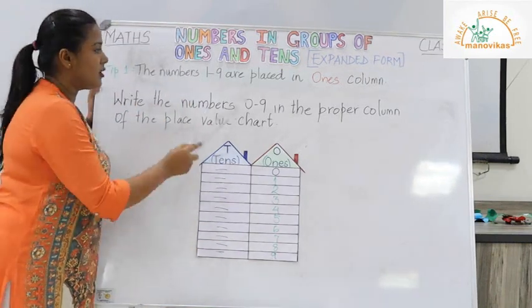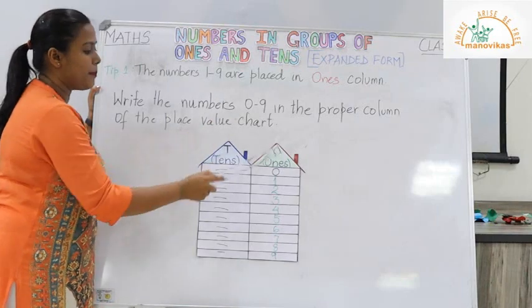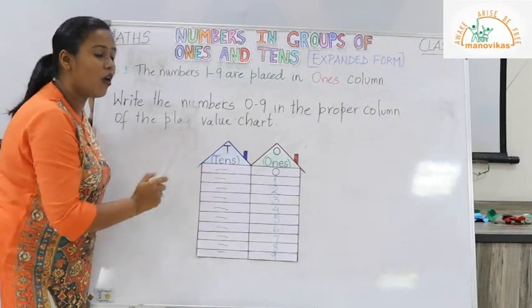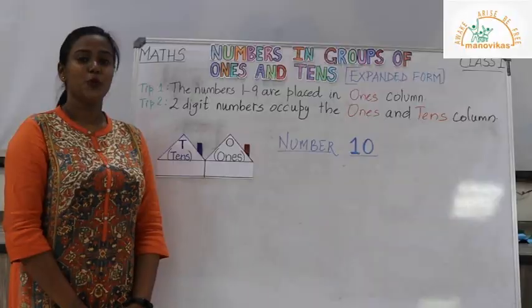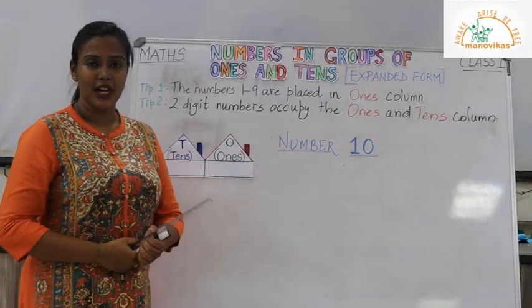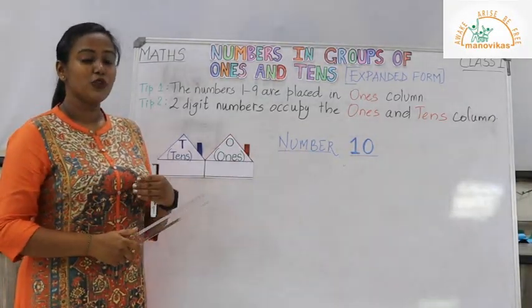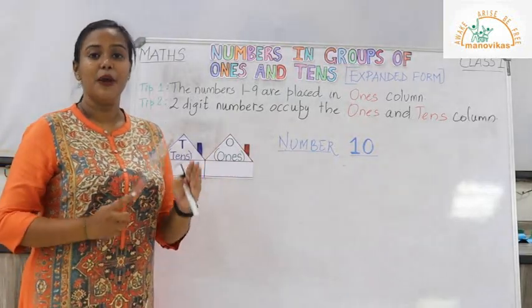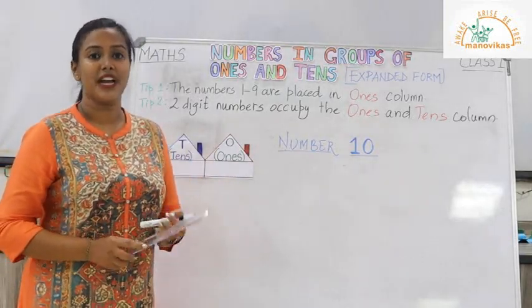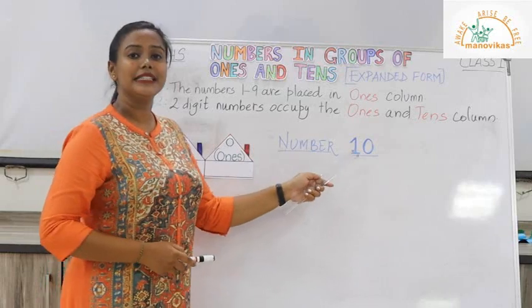So the numbers from 1 to 9 are placed in the ones column of the place value chart. Students, that was about the family of ones. Now we will move on to the family of tens. In the family of tens, the first number that we have is the number 10.